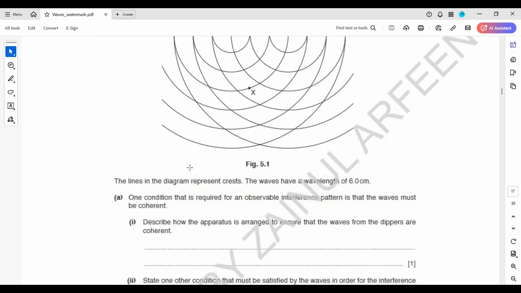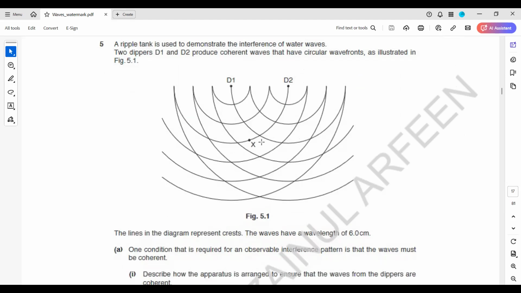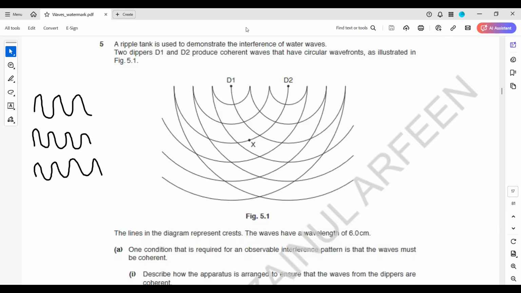The lines in the diagram represent the crests. These are actually the wave fronts. What is a wave front? When we have many waves moving in one direction, instead of drawing all of them, we can use the wave front. If I join all the crests, that line is known as a wave front.